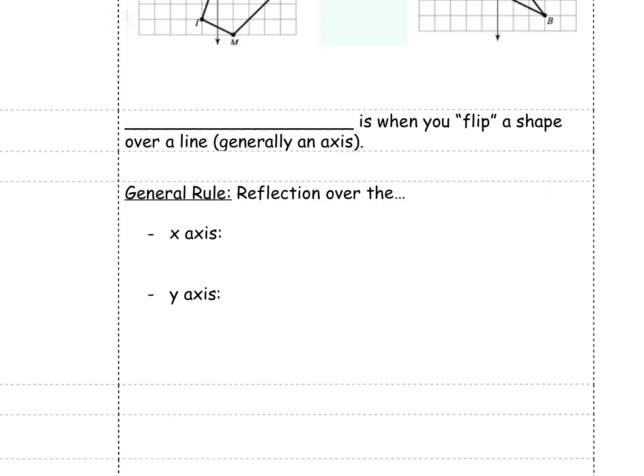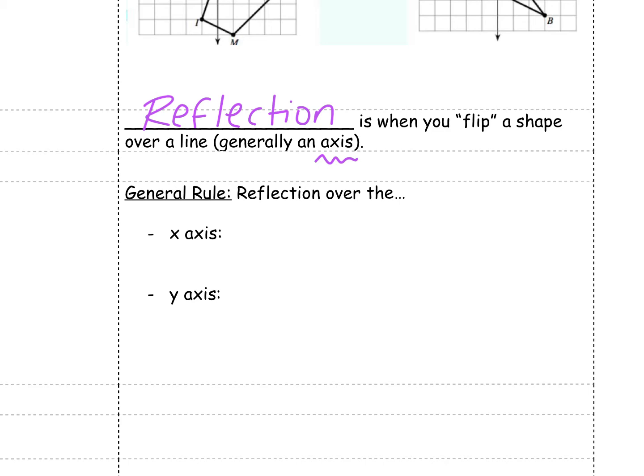Moving on to our new material, a reflection. It's what you think. It's when you flip a shape over a line. Generally, we flip it over an axis. Think about when you look in a mirror. That is your reflection. It's a flipped image of yourself. That's all we're doing today, just on a coordinate plane.